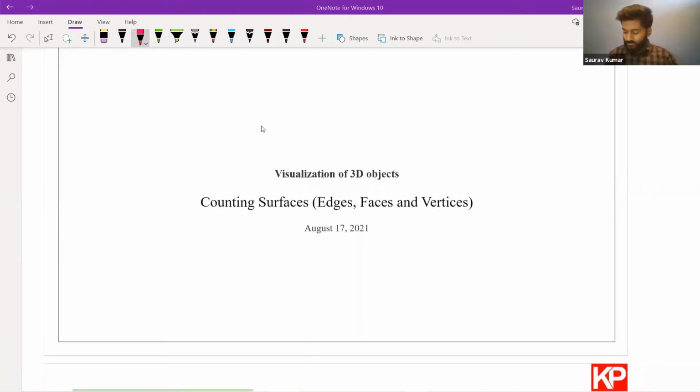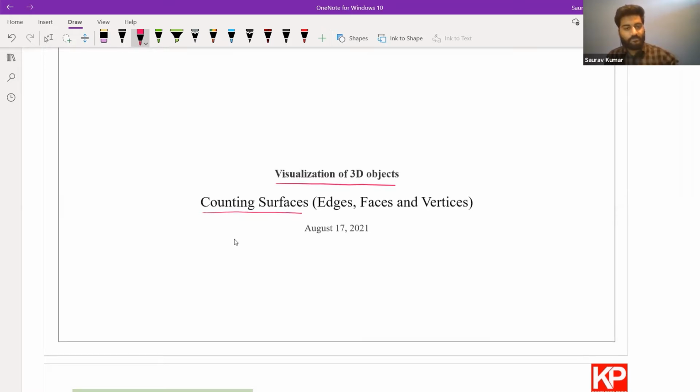So today's topic is about counting surfaces. It's in continuation with our broad heading, that is the visualization of 3D objects. Till now we have studied orthographic projections, and this is the second part, counting surfaces. After this, we'll look at the counting of blocks and then surface development.